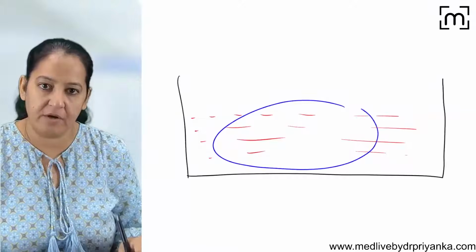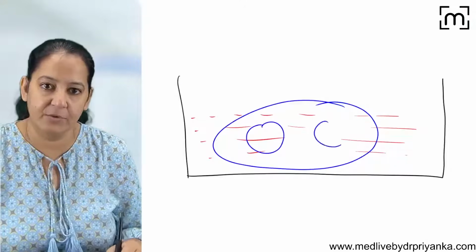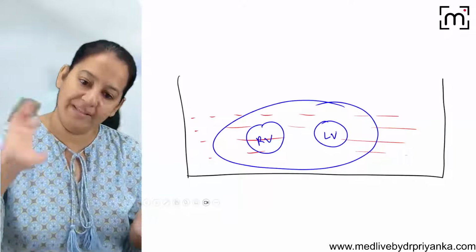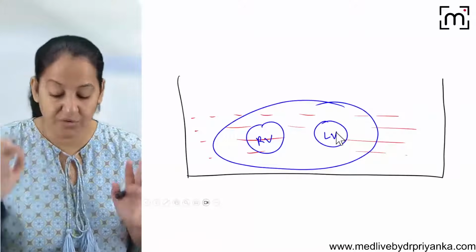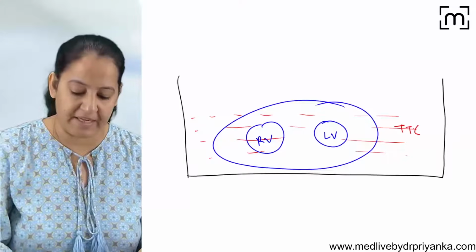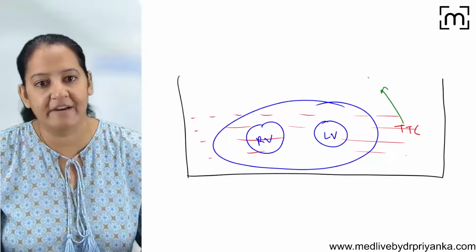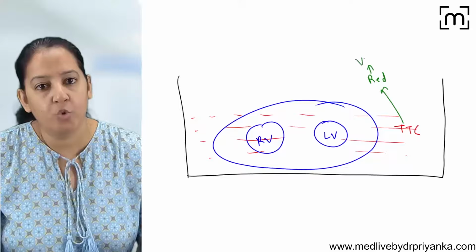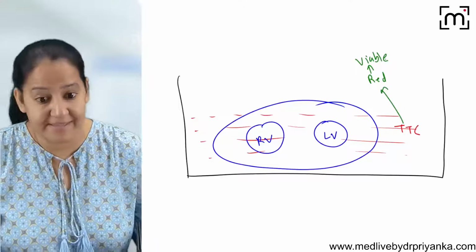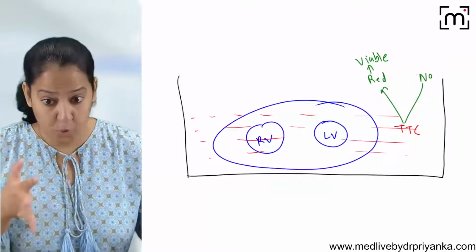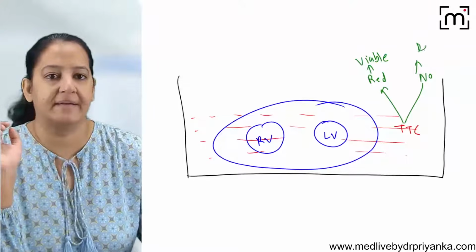Suppose one of the slices is here. You can see the two lumen, the right ventricle and the left ventricle. When you put all the slices inside this, TTC has a property. TTC gives red color to viable myocardium, viable cells, and it gives no color. It doesn't stain the dead cell, the dead myocardium.